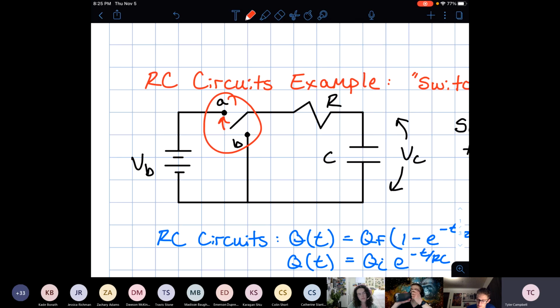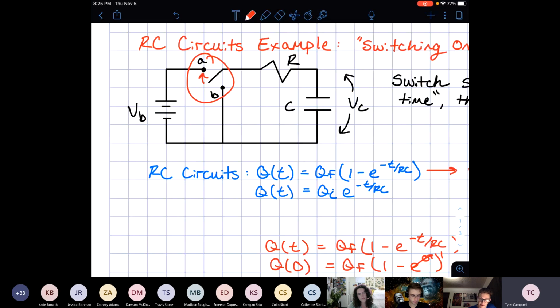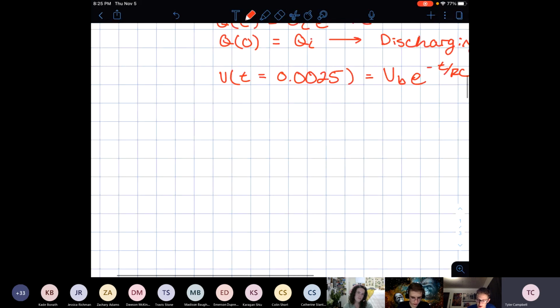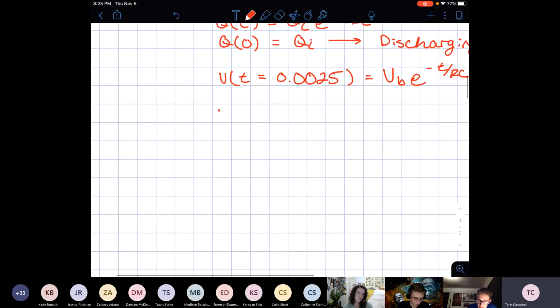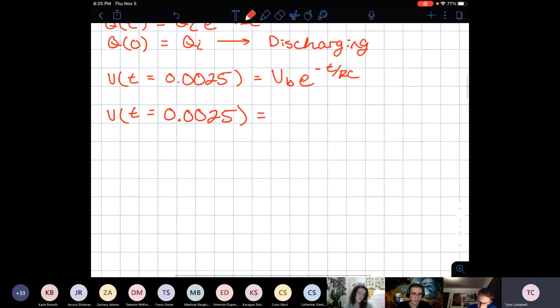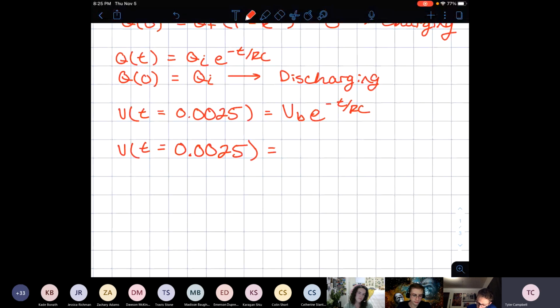So obviously I gave it away, but if our capacitor started off empty, and then I move the switch to connect to the battery over here, my capacitor is going to slowly charge. Meaning that if I want to find the voltage drop across the capacitor after a certain amount of time, I need the charging equation. I said the discharging one, that's my bad. So the charging equation is V_B times 1 minus e to the negative t over RC.